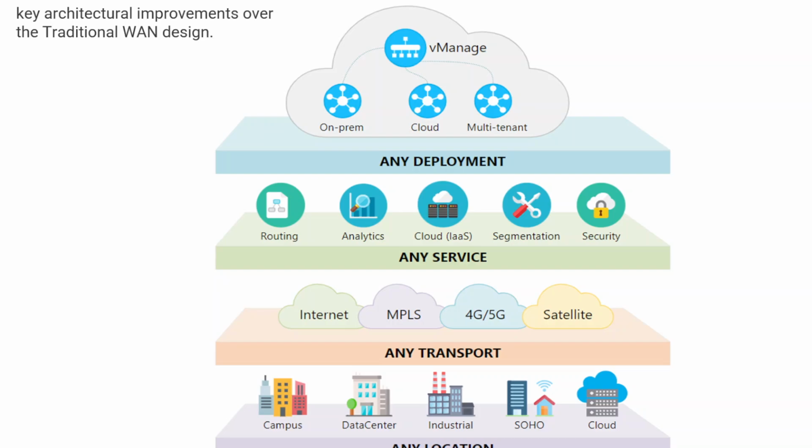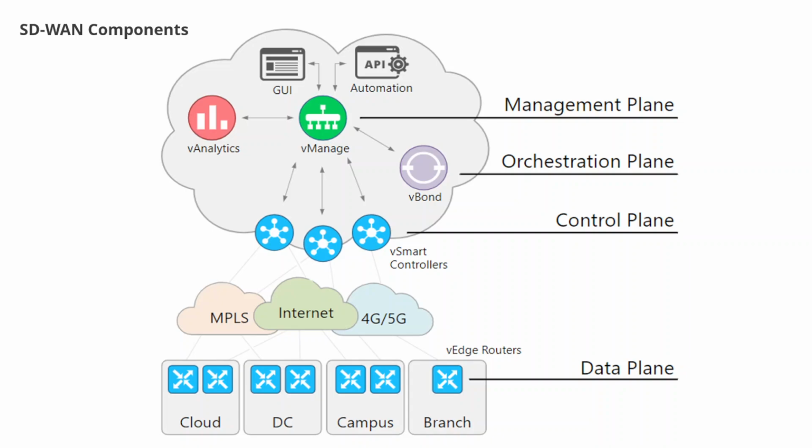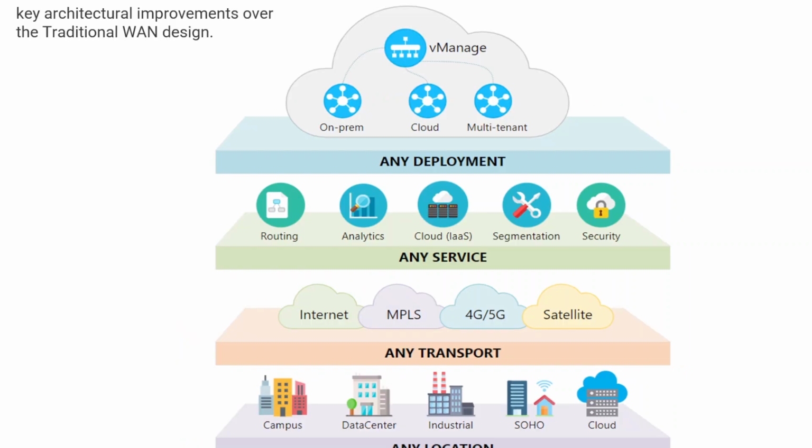Providing end-to-end security from remote sites to the internet, cloud, and SaaS applications. Providing a single pane of glass, SPOG, for management, analytics, and configuration policy across the enterprise WAN. Providing southbound REST APIs that enable enterprises to create their own unique services and meet any niche requirements. Figure 1 summarizes the key architectural improvements over the traditional WAN design. Let's now look at the components of the Cisco SD-WAN solution.